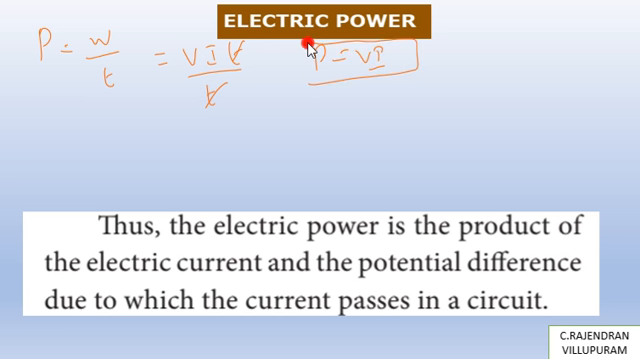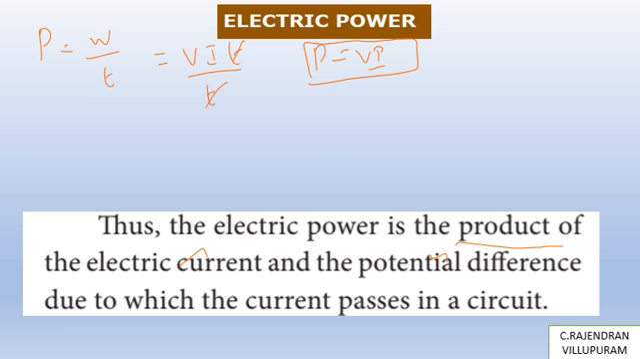That means the electric power in a circuit is nothing but the product of the voltage, or the potential difference, and the current flowing through the circuit. That is given in the definition: the electric power is the product of electric current and the potential difference due to which the current passes in the circuit. So this was the definition. You have to know what is electric power.